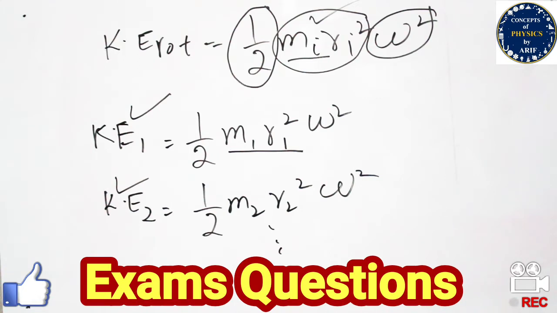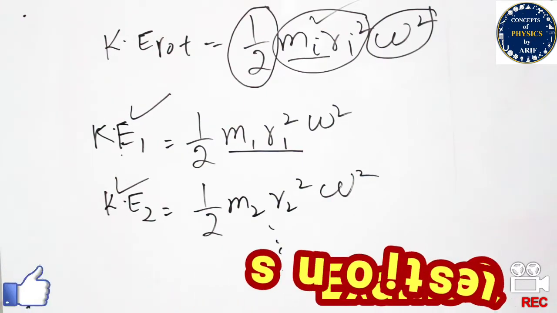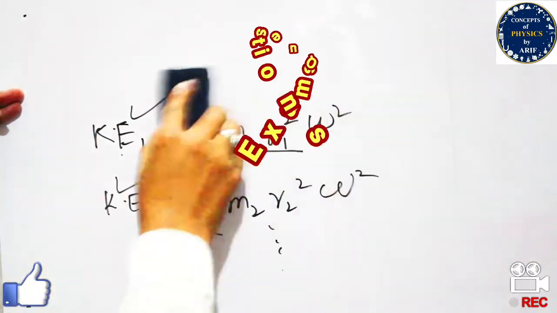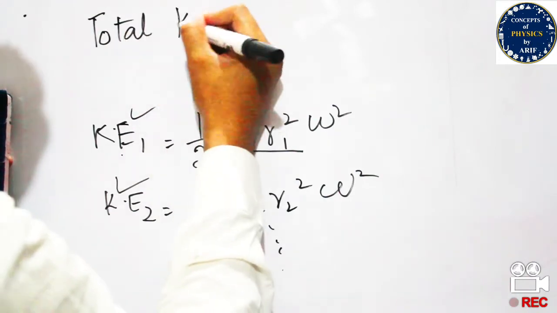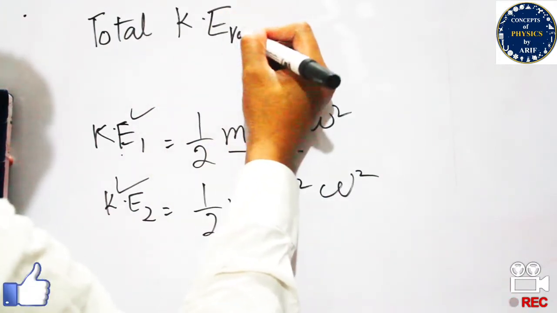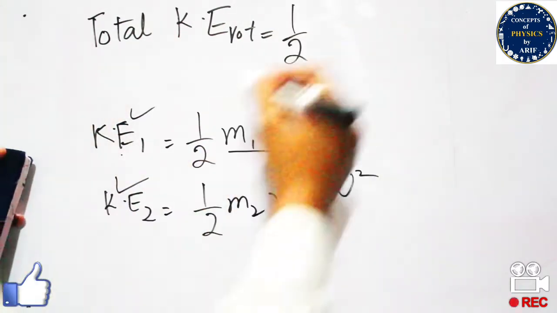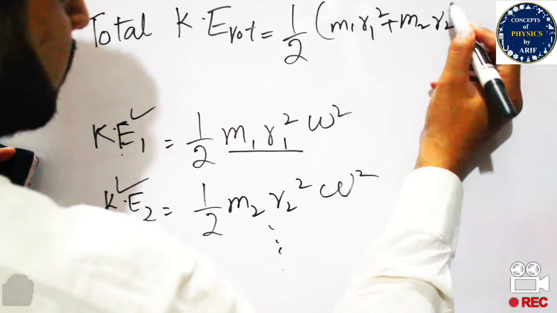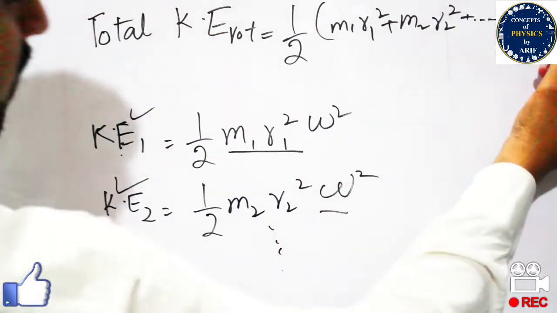Finally, the final term can be calculated by summing all the kinetic energy of each particle. So the resultant term will be the total kinetic energy. These are rotational kinetic energy. Total kinetic energy is equal to 1/2, we will take common 1/2, (m1 r1 square plus m2 r2 square and so on) into omega square for every term.